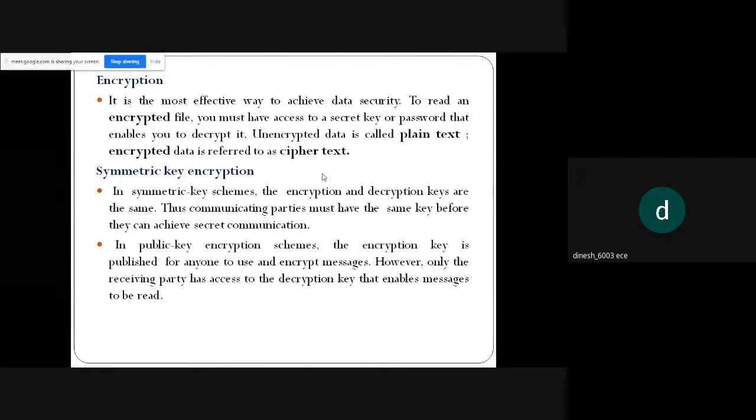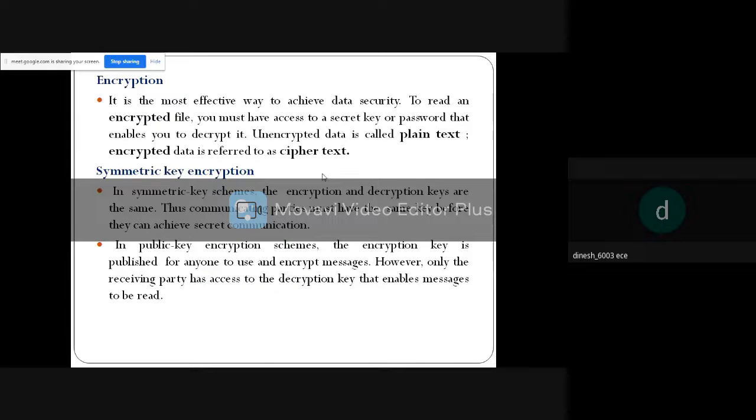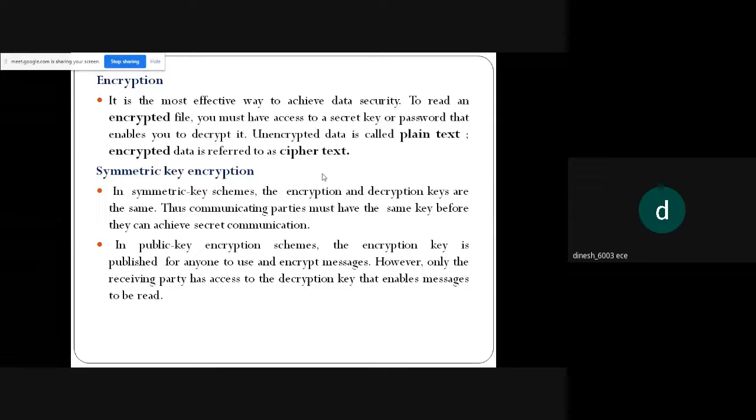Next is the encryption type. Encryption is the most effective way to achieve data security. To read an encrypted file, you must have access to a secret key or a password that enables you to decrypt. Unencrypted data is called plain text. Encrypted data is called ciphertext. Keep in remembrance, we will always be using symmetric key encryption for satellites.